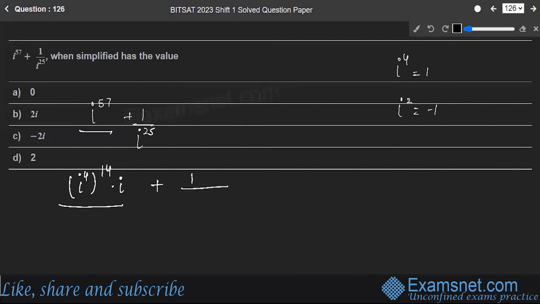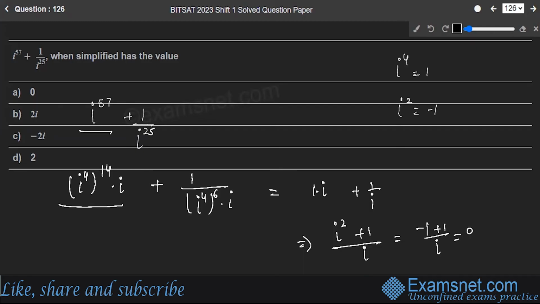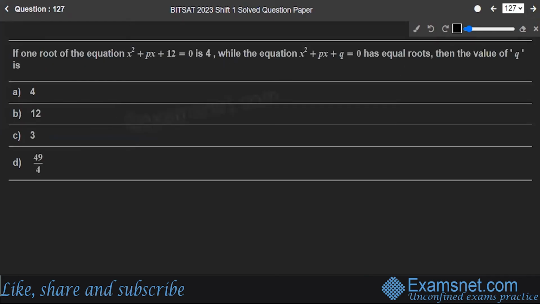Plus 1 upon i^(4×6) multiplied by i. You know this is equal to 1. So this will give me 1 into i plus 1 upon i. Simplified, you have (i^2 + 1)/i. i^2 is equal to minus 1, so minus 1 plus 1 upon i. That means you have 0, option A, as the right answer. Hope you understood this. Next is question number 127.